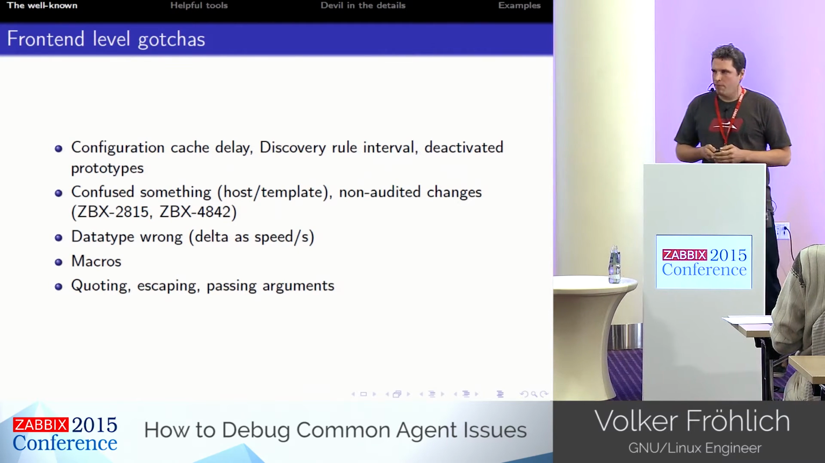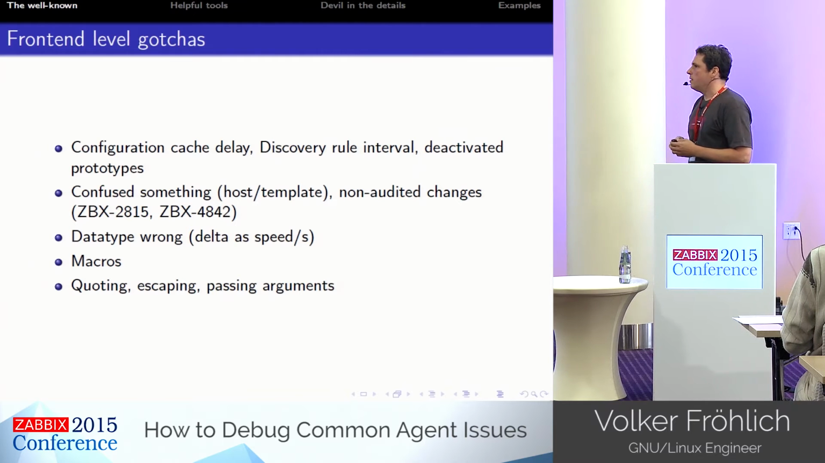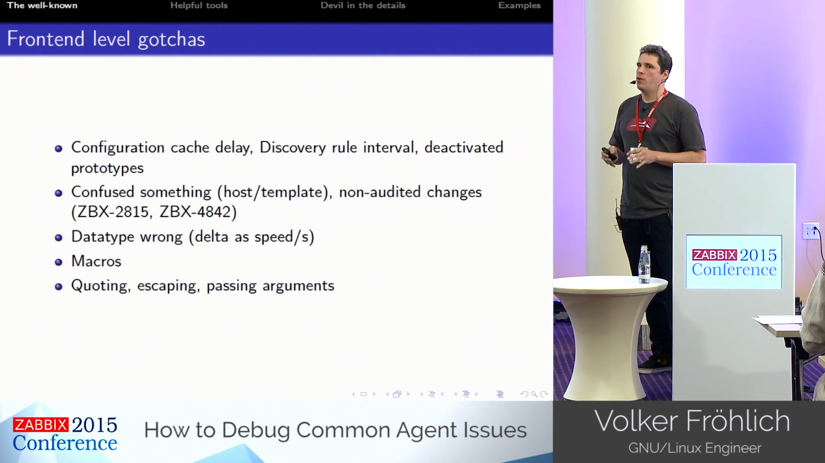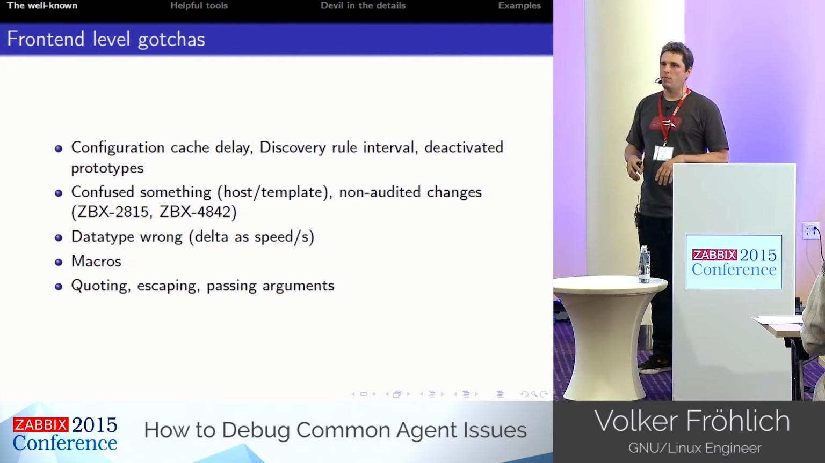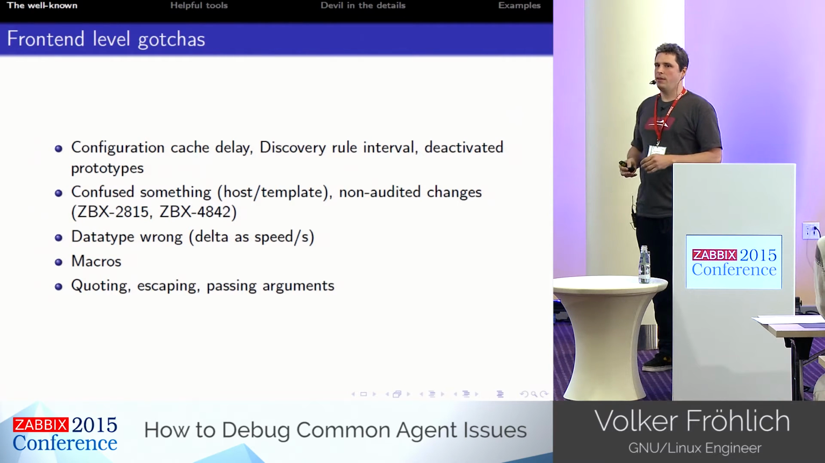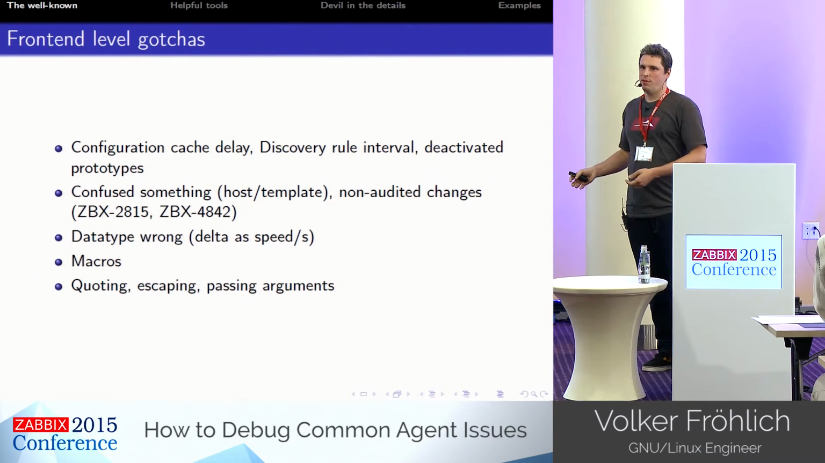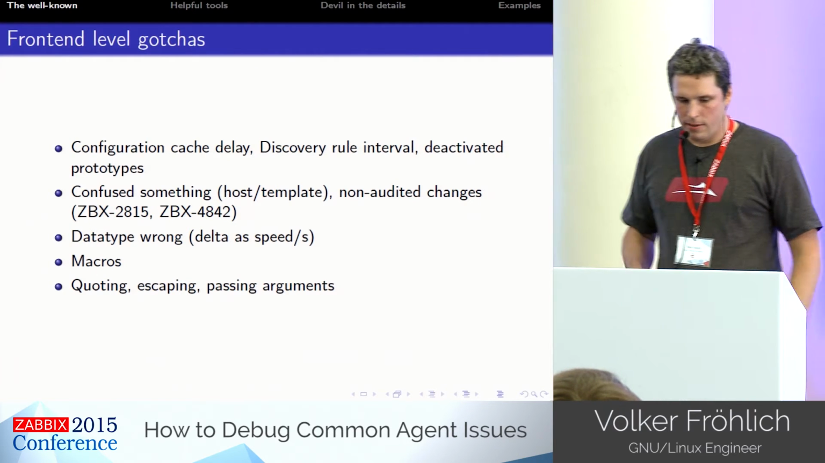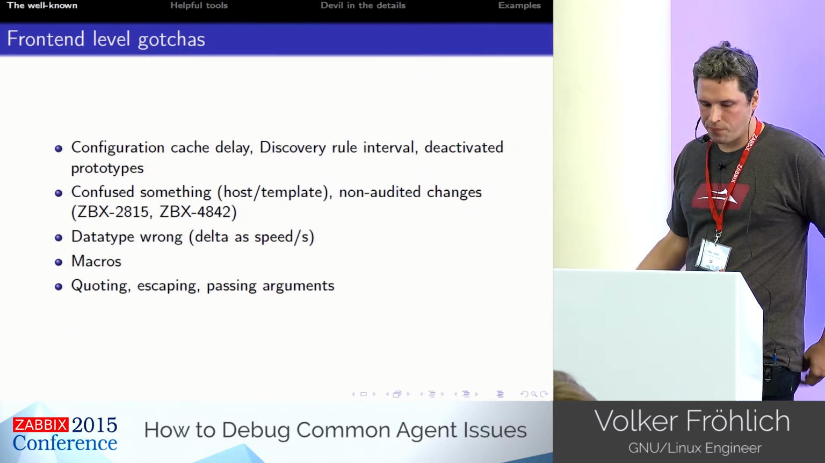Very common gotcha: somebody had a counter and decided he wanted to convert it to a rate item. The counter would be an integer, and he would just switch it to store as delta per second. And of course, the result would not be an integer anymore, and the item goes disabled, so he has to adjust the item type to float.